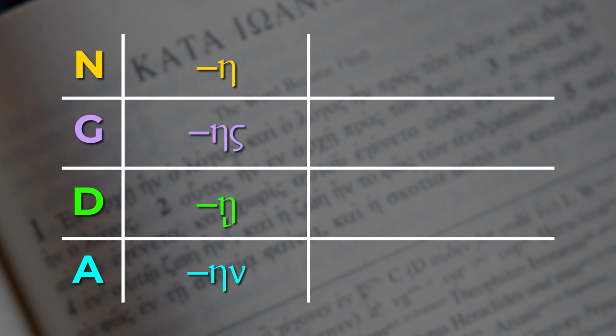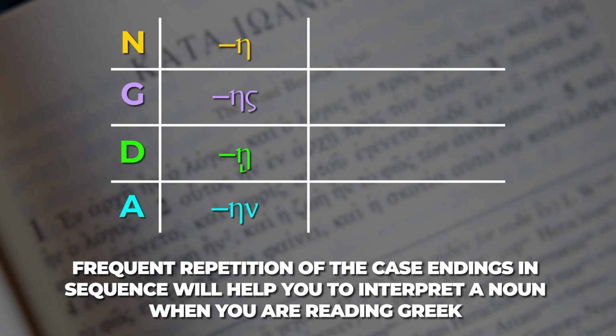A good way to remember these forms is to repeat saying them: a, ace, a, ain. This will help you to recognize each case as you begin reading Greek. Let's try it a couple more times. A, ace, a, ain. A, ace, a, ain.